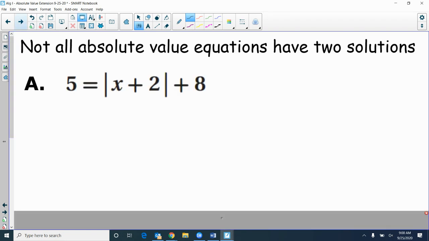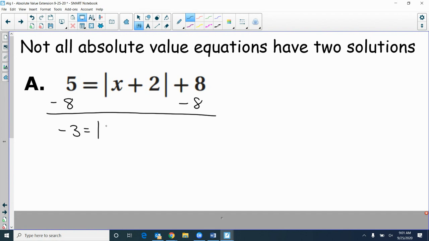All right, those bottom 2 down there, it says not all absolute value equations have 2 solutions. So as you look at this one now, we got to follow our rules. We got to get what by itself first? Absolute value. In order to do that, what do I need to do? Subtract 8. Okay, what is 5 minus 8?